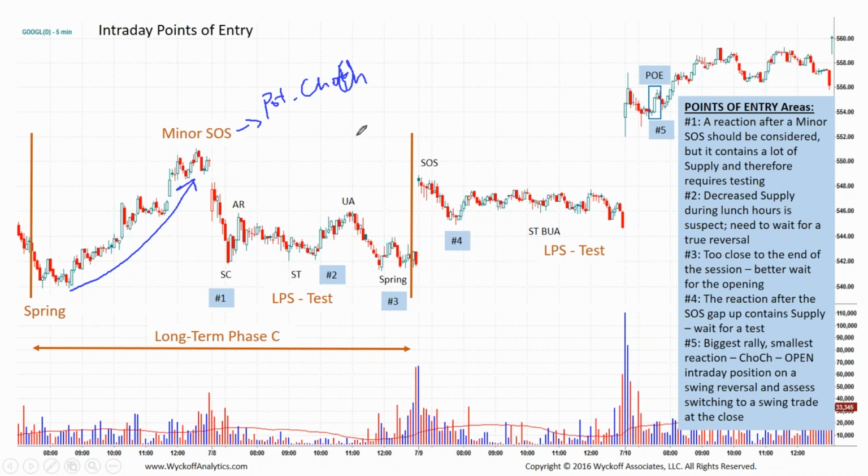How do I write it like this? Potential change of character. But then we are waiting for the reaction, which we expect is going to be the smallest reaction in the trading range, and then we have this type of reaction. What do we see here?